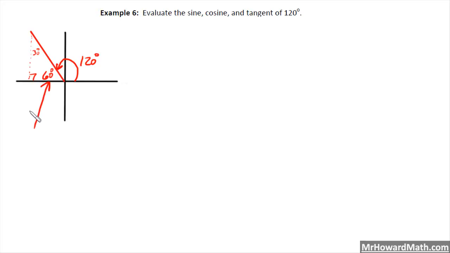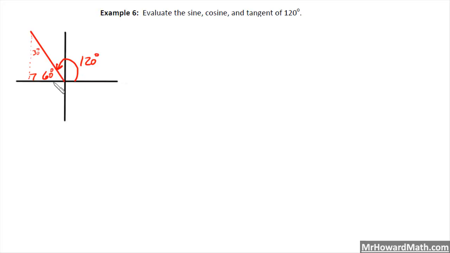Whenever your reference angle is 30, 45, or 60 degrees, you can use those special triangles that we've developed earlier in this lesson to find the trig functions of the value that you need. So again, the vocabulary here is reference angle.